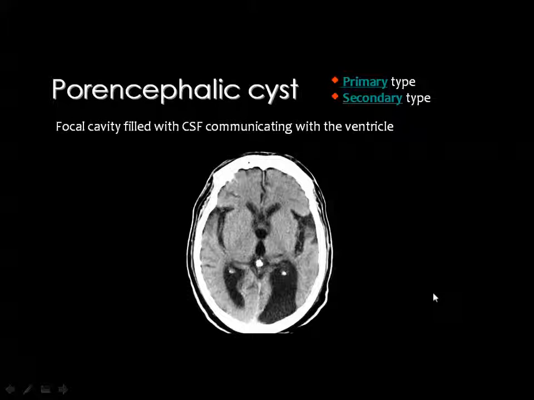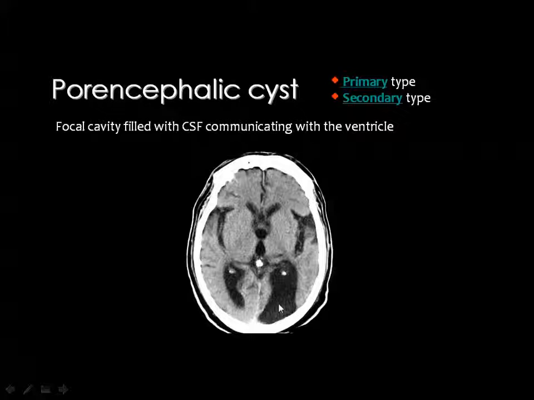Porencephalic cyst is, by definition, a cystic lesion which is communicating with the ventricle. It may be primary and may be secondary. The secondary type usually occurs after damage of the brain tissue because of ischemia, because of trauma, because of surgery, because of infection, and this damage will result in an area of encephalomalacia.